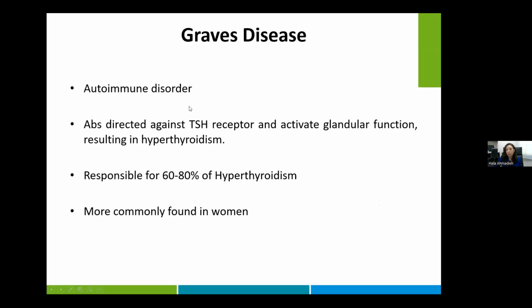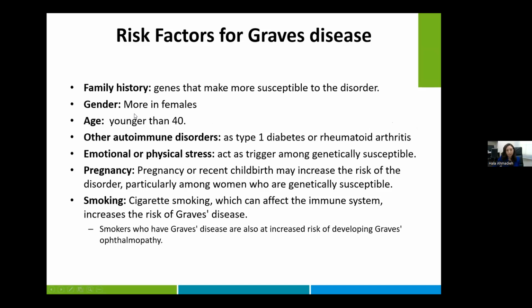And like all thyroid disorders, they are far more common in women, whether hypo or hyper. Risk factors for Graves' disease include the gender. Females are more likely to have it. The age, usually we find the Graves in young individuals, younger than 40. Having other autoimmune disease will increase the risk for Graves' disease. There are studies that showed that stress is a trigger. Pregnancy or a recent childbirth may increase the risk for this disorder. And smoking, which may have an effect on the immune system, may increase the risk of Graves' disease.